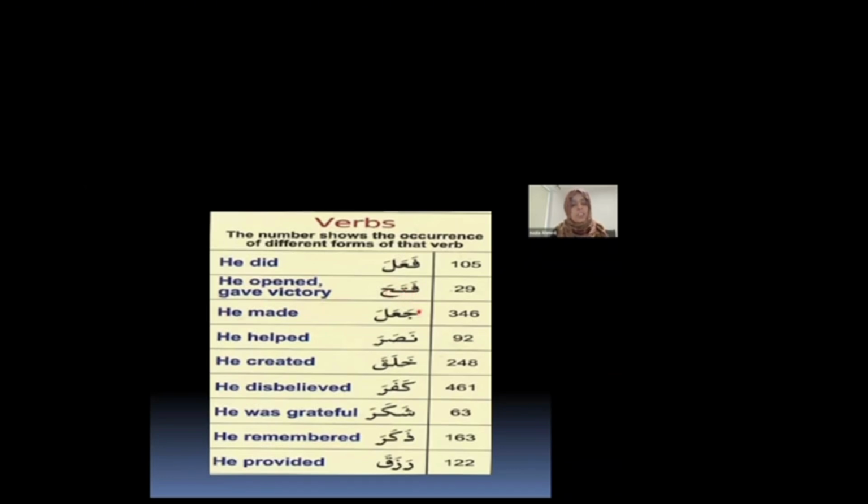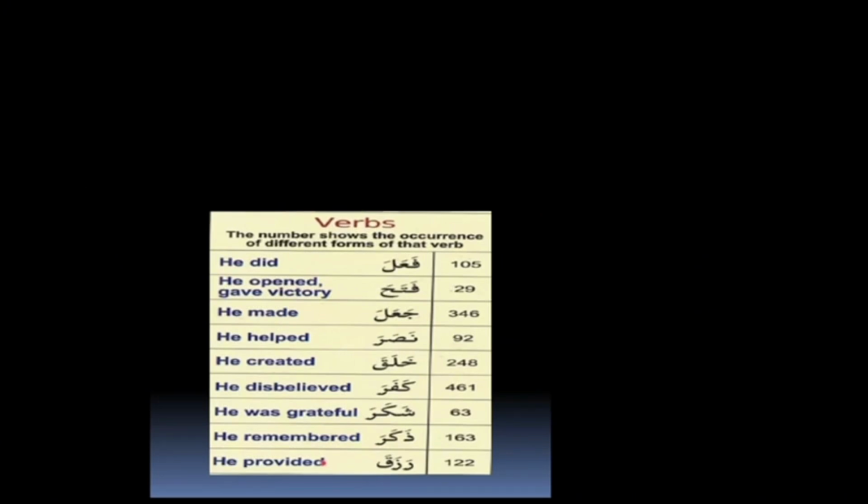Bab Fataha, look: Ja'ala, Nasara. This is the number of times it comes in the Quran. Nasara, Khalaqa, Kafara, Shakara, Zakara, Razaqa. This is how you translate it. He did. He opened or he gave victory. He made. He helped. He created. He disbelieved. Shakara, he was grateful. Zakara, he remembered. Razaqa, he provided.